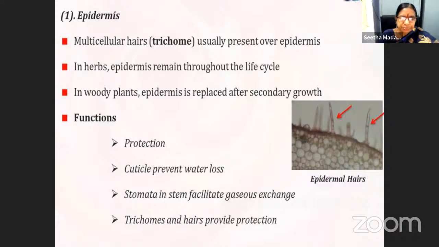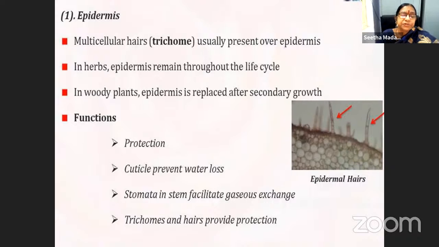In big trees, that stem becomes woody, and you find some scaly structures known as bark. Then coming to the functions of epidermis: protection. It protects the inner parts. Epidermis is the outermost layer, and protects the inner parts.